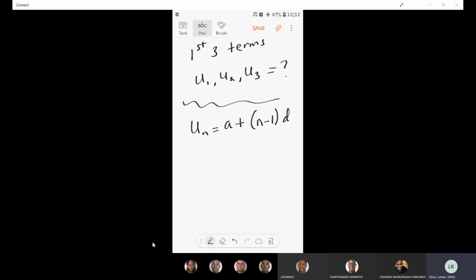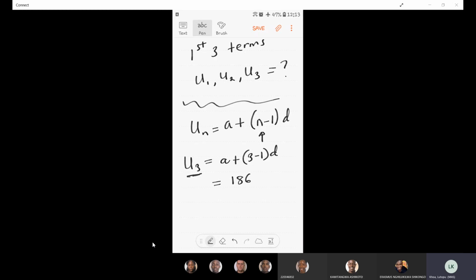Now I know what U3 is. So I know that U3, so n here is equal to 3. So I will substitute 3 over there. I still don't know what A is, but I know here I have 3 minus 1, and I don't know what D is. But I also know from the question that U3, this is equal to 186.